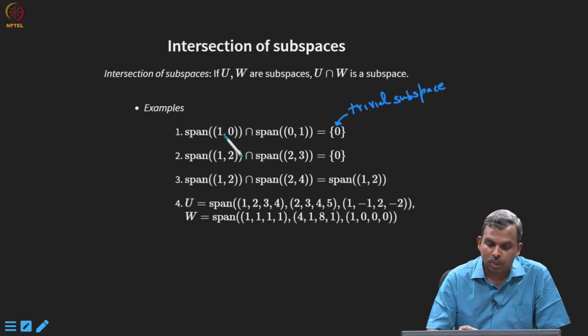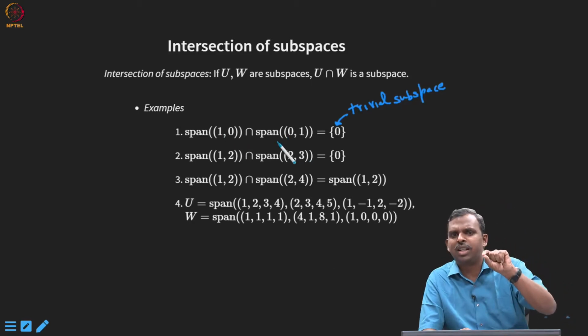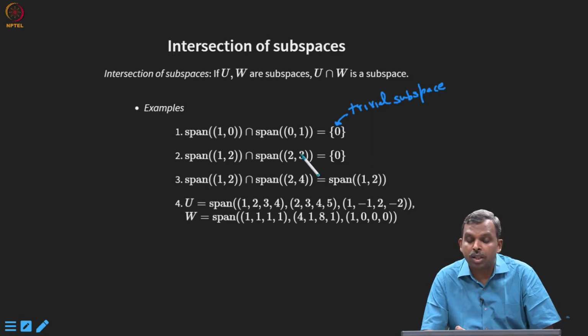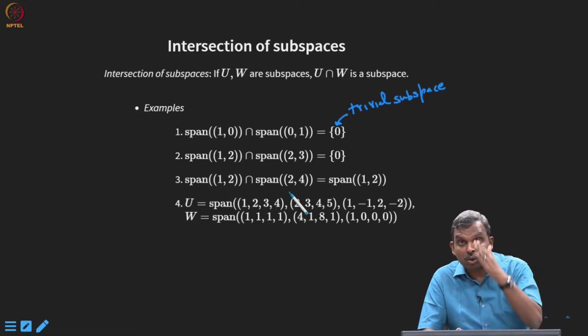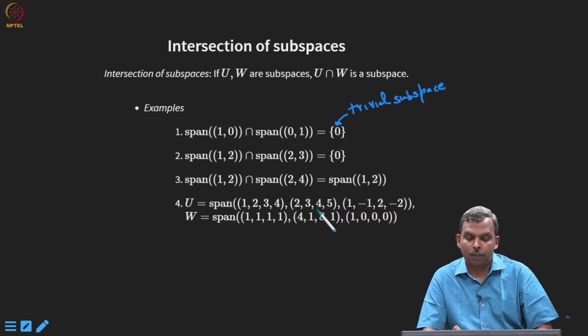Okay, so this (1, 0) and (0, 1), you can imagine from your picture, x-axis, y-axis, they intersect only at 0. Same thing with (1, 2) and (2, 3), they intersect only at 0. But we saw before that this (1, 2) and (2, 4), right, they are actually both the same subspace and their intersection ends up being another subspace.